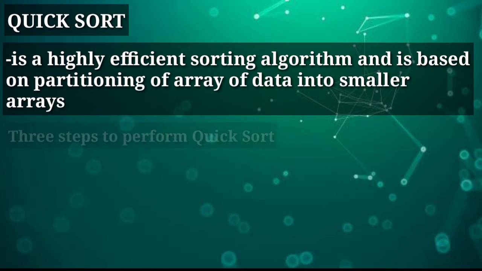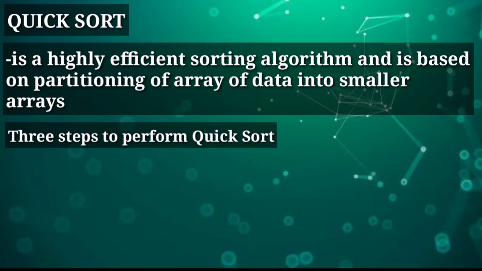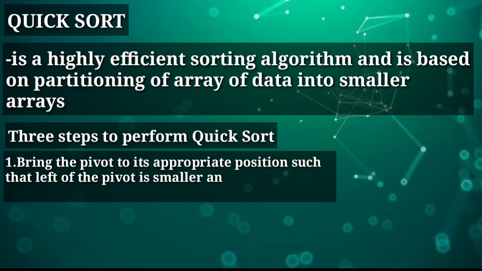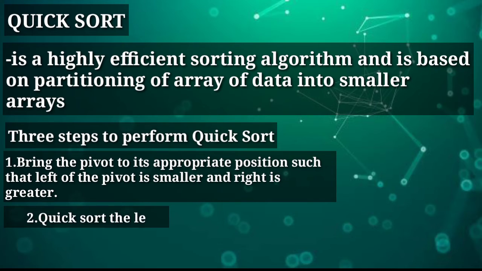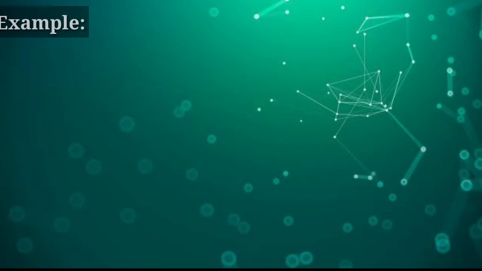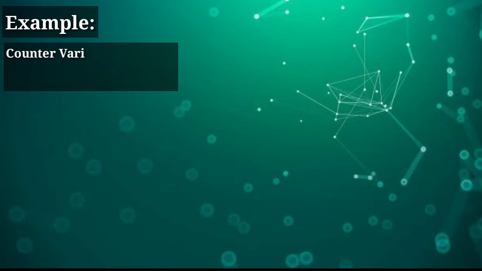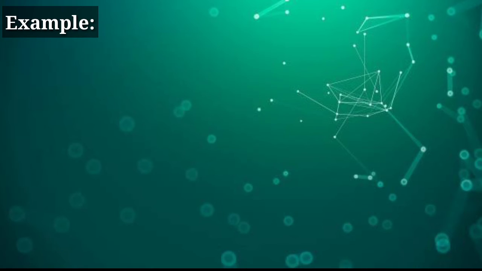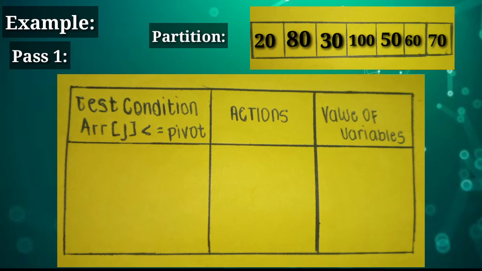We recursively perform 3 steps. So first is bring the pivot to its appropriate position such that left of the pivot is smaller and right is greater. Second is quick sort the left part. Third is quick sort the right part. For example, counter variable I, index of smaller element. J is loop variable.